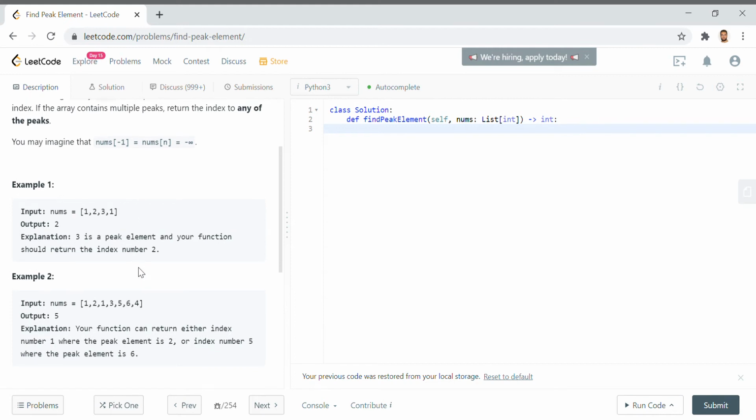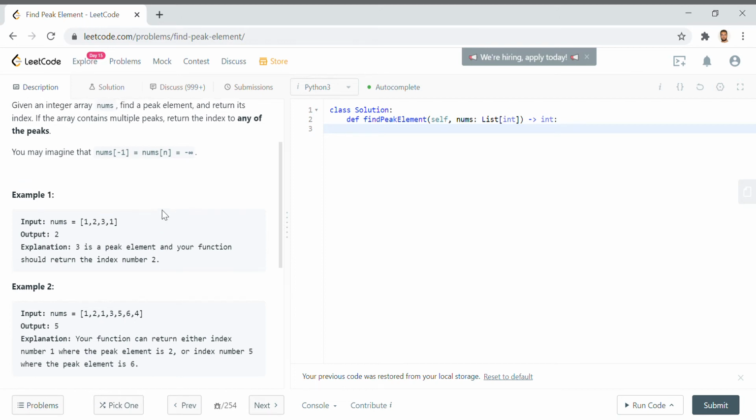So if we have an array and we have an example 1, 1, 2, 3, 1, the peak would be 3 since 3 is bigger than both of its neighbors 2 and 1. There are some edge cases that we'll go over, which is if the value is bigger than its neighbors, and it's the leftmost value or the rightmost value, then that also counts as a peak value as well.